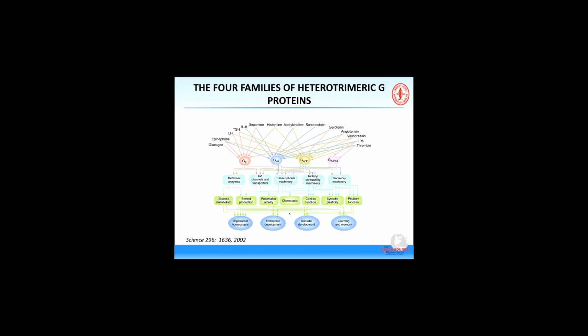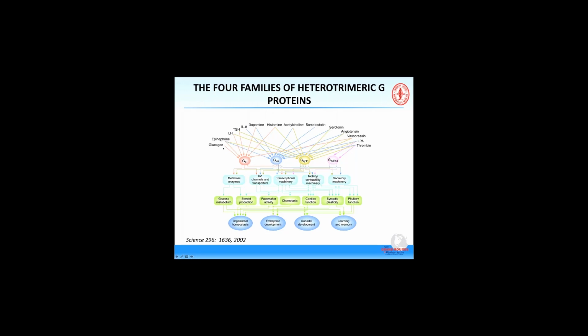There are, as I mentioned at the beginning, 4 different families of G proteins: GS, GIO, GQ11, and G1213. Don't worry about the meaning of these names because now they don't really mean anything. They just have some historical significance.